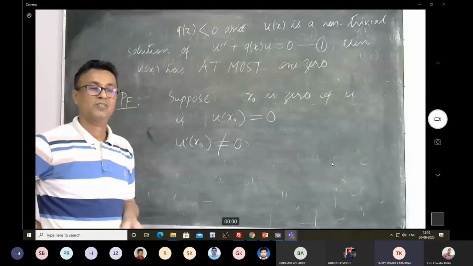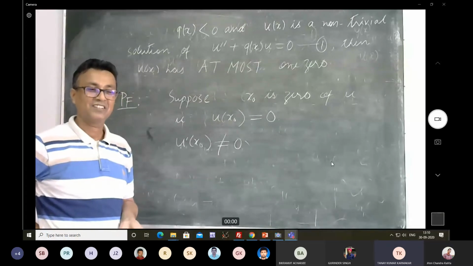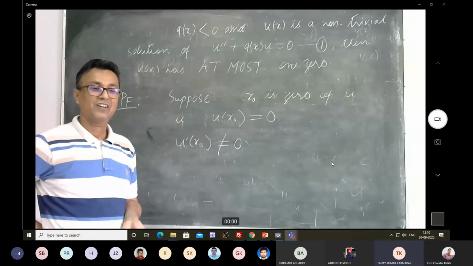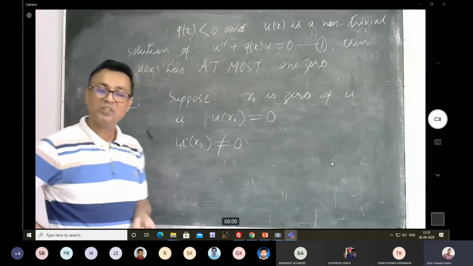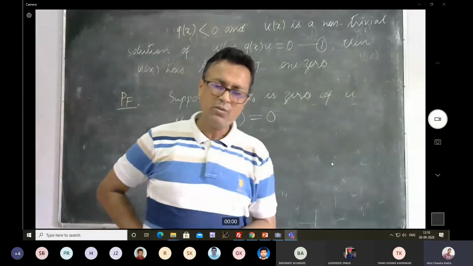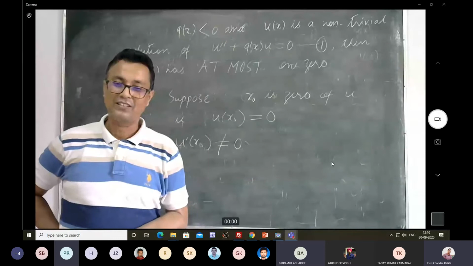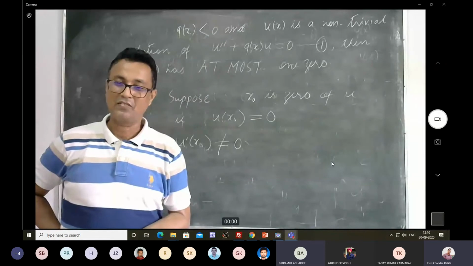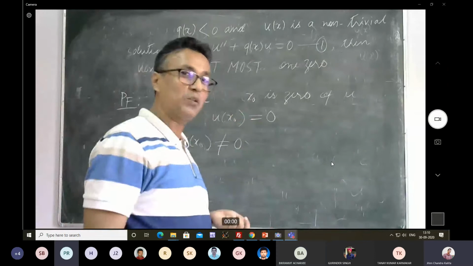Then u will be identically 0. But how? u(x) is a non-trivial solution, given. Why will u be identically 0? We have seen the uniqueness and existence theorem earlier. Exactly, so that is where the clue lies.